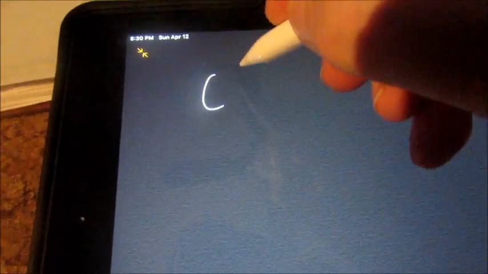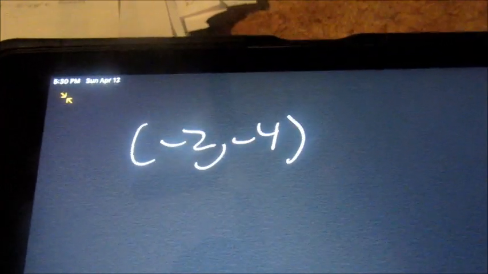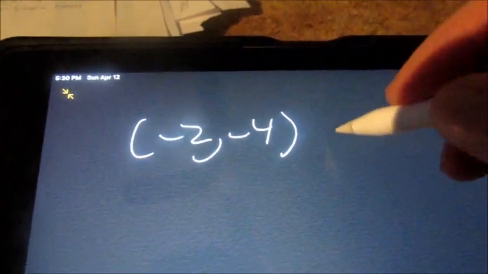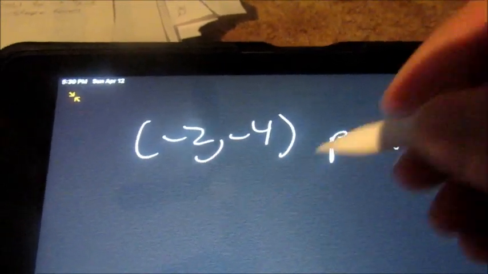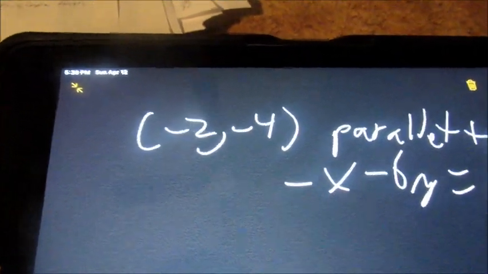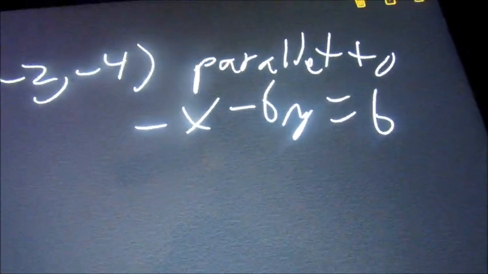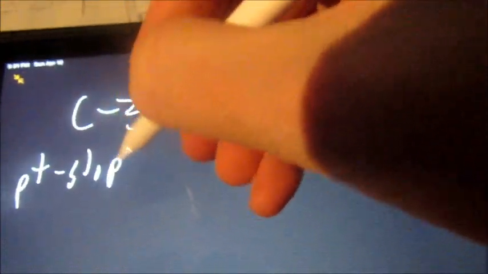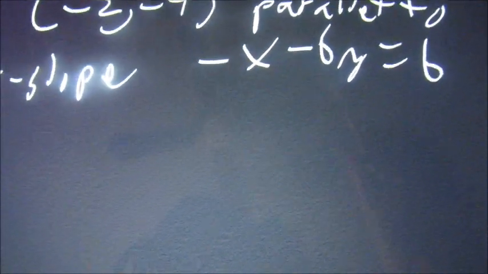Okay, then it's going to give you a point. Let's say negative 2 comma negative 4. And it's going to want you to do an equation where it is parallel to negative x minus 6y equals 6. And it's also going to say to put it in what's called point slope form. And I'm going to show you that in a minute, but first I'm going to solve for y here.